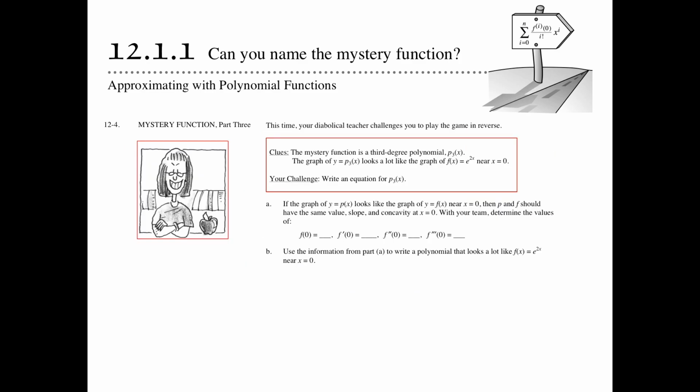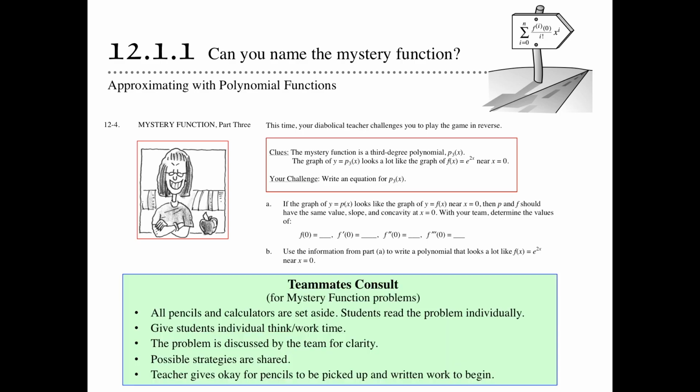Now, there are quite a few more mystery function problems in this lesson and in this chapter. So for the sake of consistency, you might want to establish a study team strategy that you could use for all of them. For example, you could use the teammates consult strategy. That's the one where the teacher starts the problem by giving students quiet, individual think time before permitting the group to discuss or execute strategies or even to put their ideas into writing.